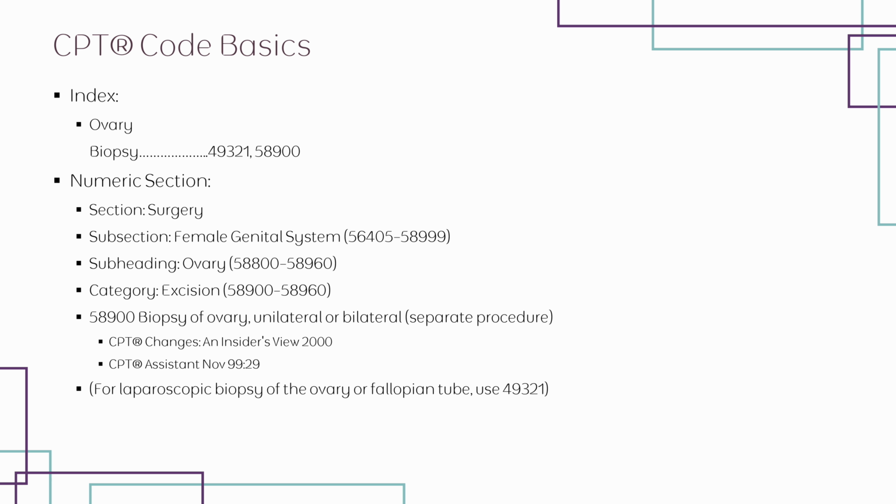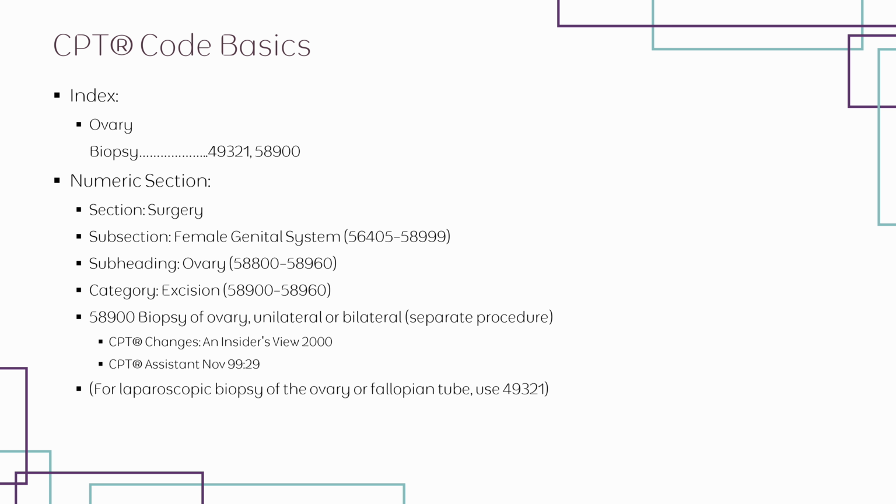49321 is used for laparoscopic surgery. However, in this scenario, we are looking specifically for an excisional biopsy, which leads us to code 58900. Now that you've identified 58900 as a potential code, you'll turn to the numeric section of your CPT codebook to review the full code description. In the female genital system section, you'll find that code 58900 is used to report a unilateral or bilateral biopsy of the ovaries. This confirms that 58900 is the correct code for an excisional biopsy of the ovary.